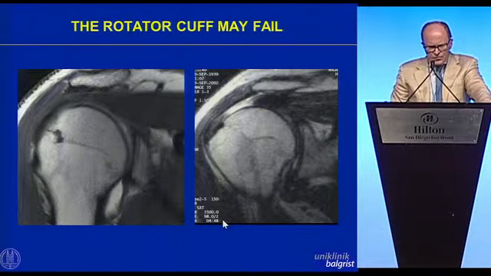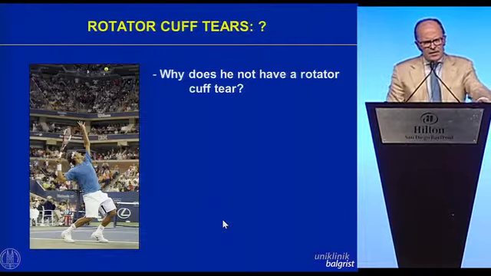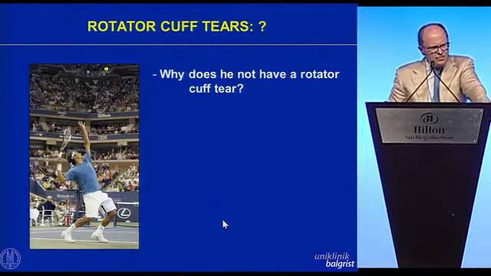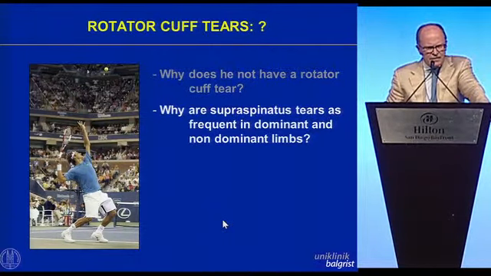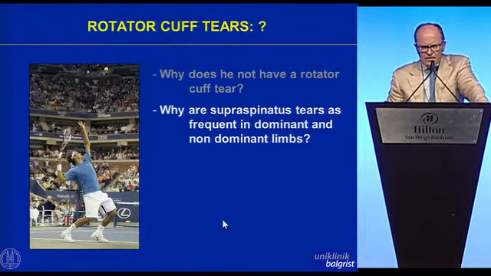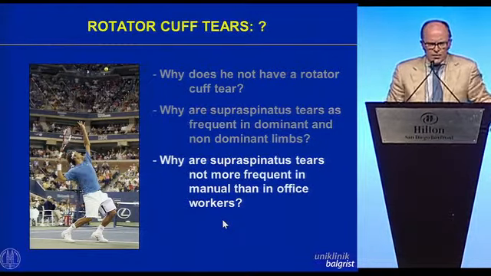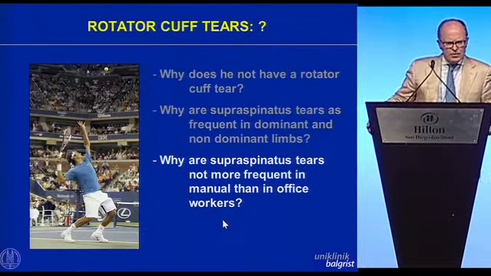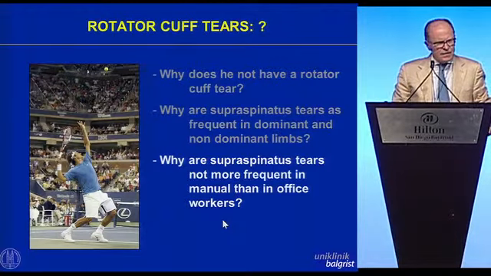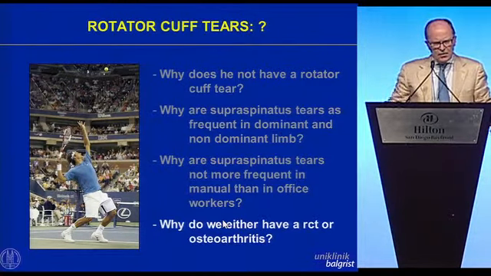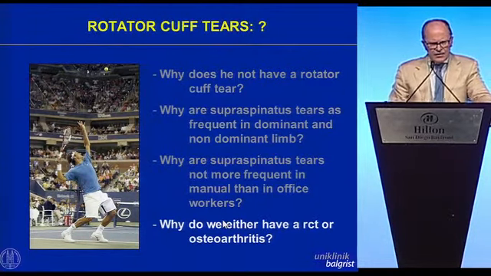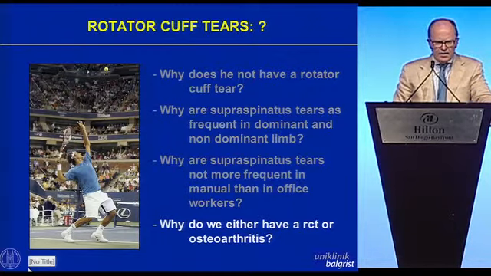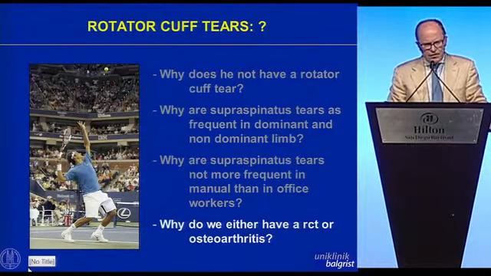However, there are a few interesting questions. Why does he not have a rotator cuff tear? He uses his arm quite a bit. Why are supraspinatus tears as frequent in dominant and in non-dominant limbs? Why are supraspinatus tears not more frequent in manual than in office workers? And actually, quite interesting, why do we either have a rotator cuff tear or osteoarthritis?